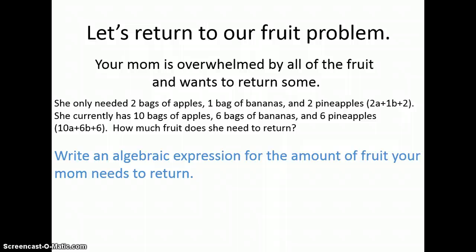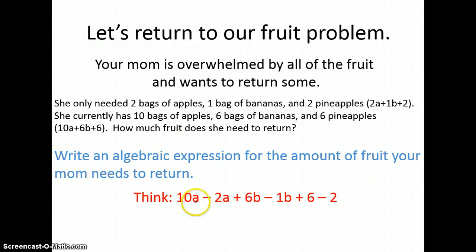She only needs 2a plus 1b plus 2 and currently has 10a plus 6b plus 6. So how much fruit would she need to return to the store? Let's do that by writing an algebraic expression for the amount of fruit your mom needs to return. And I do that by thinking of what she has and subtracting what she needs to figure out what needs to go back to the store.